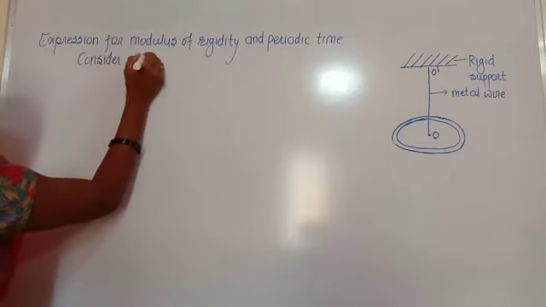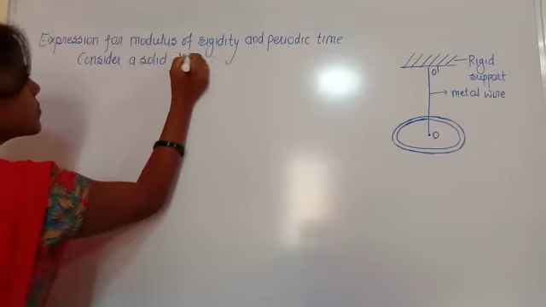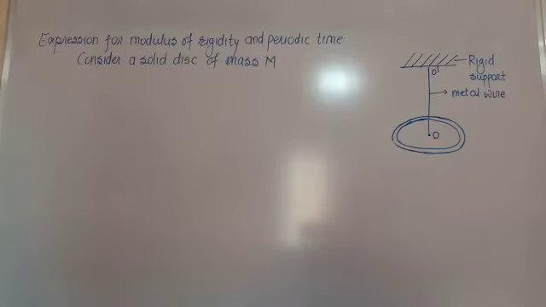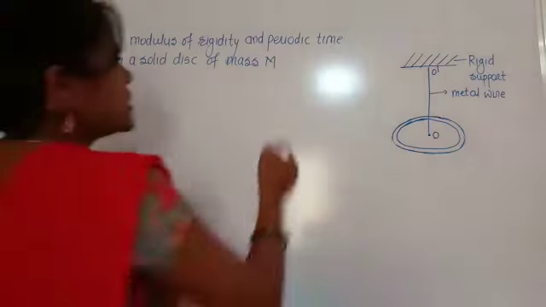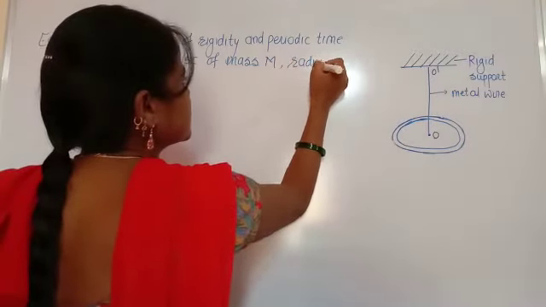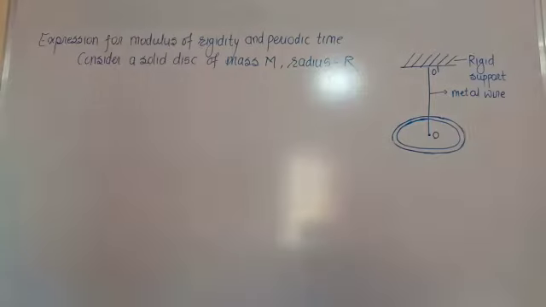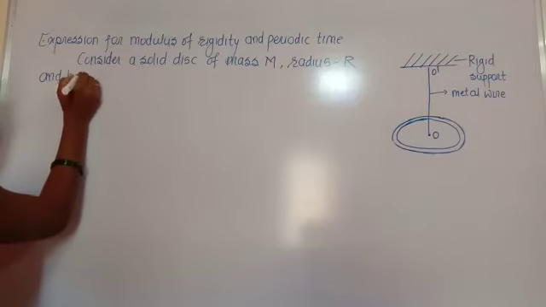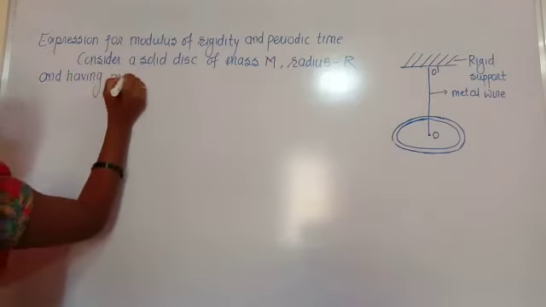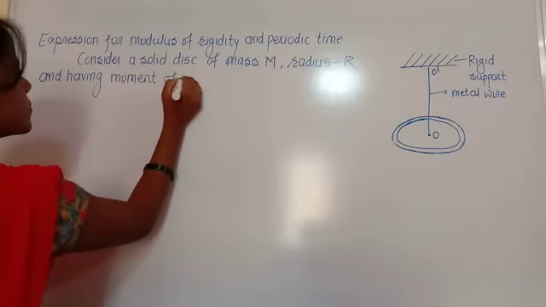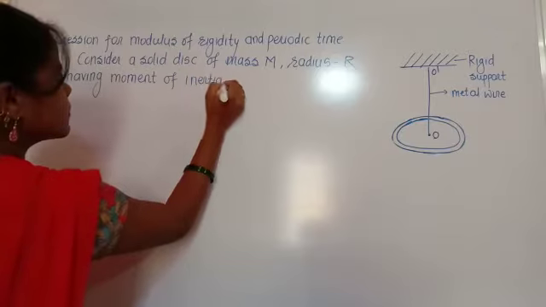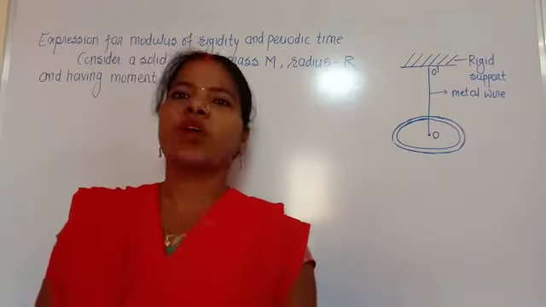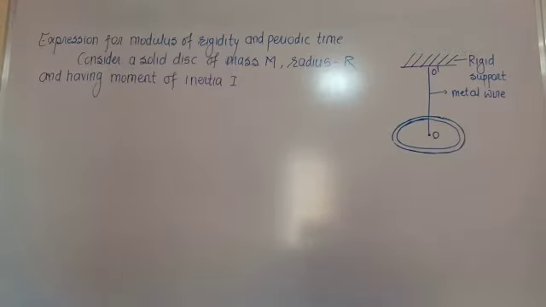So consider a solid disc of mass m, and the radius of this disc is capital R, and it has the moment of inertia I. That moment of inertia is nothing but the product of mass into the square of the radius, that is mR square.